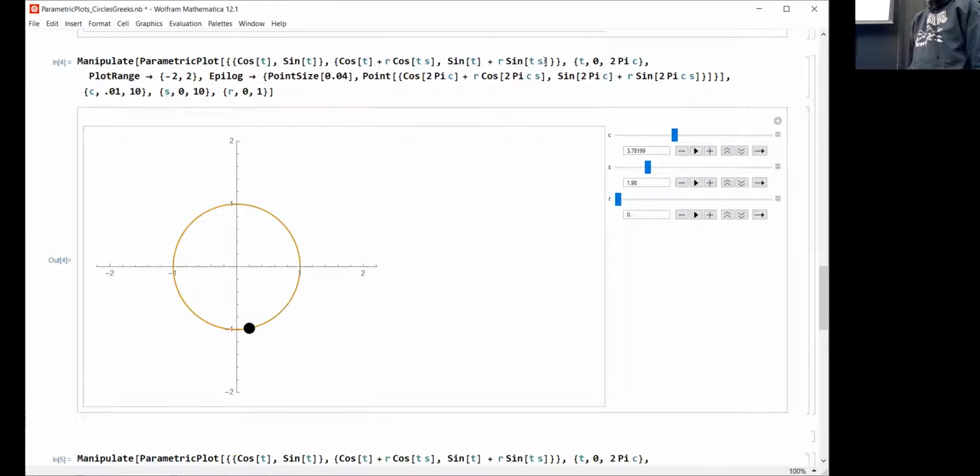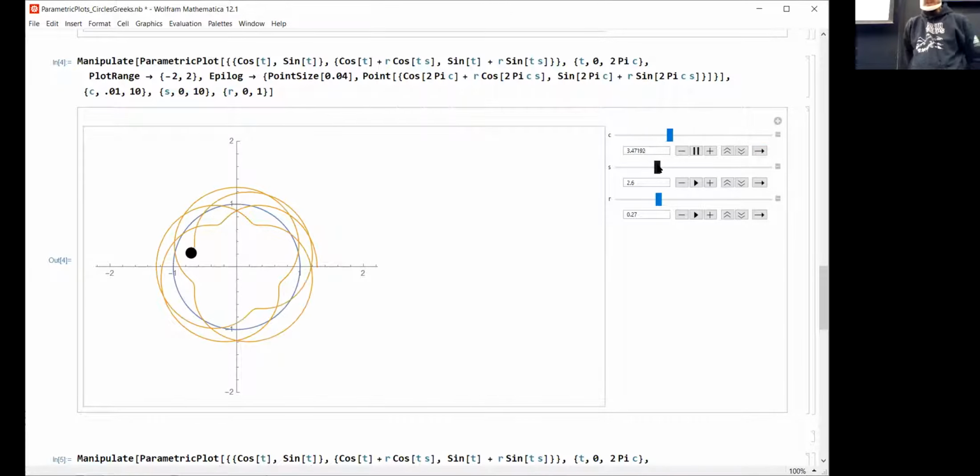What does s do? Well, this is plotting a circle on a circle. If s equals 1, it's going to be going at the same speed as this one over here. But as I change s away from 1, if I put s at 0, then there's no motion at all, just some shifting. But now, if I increase s a little bit, I can start to get some interesting shapes.